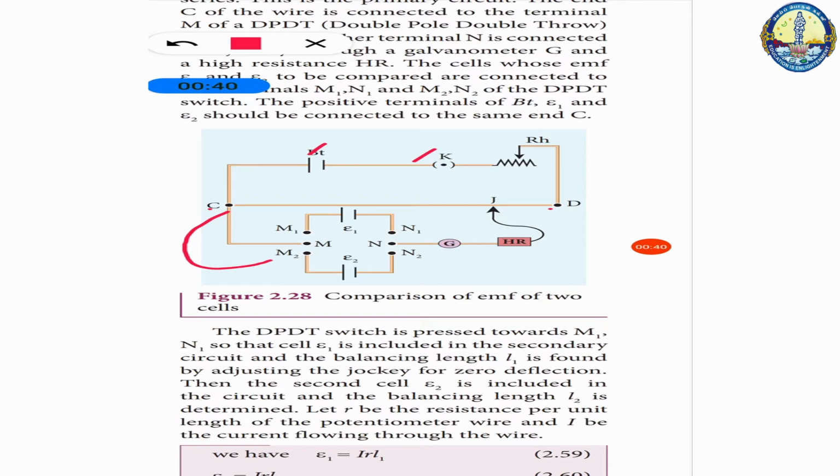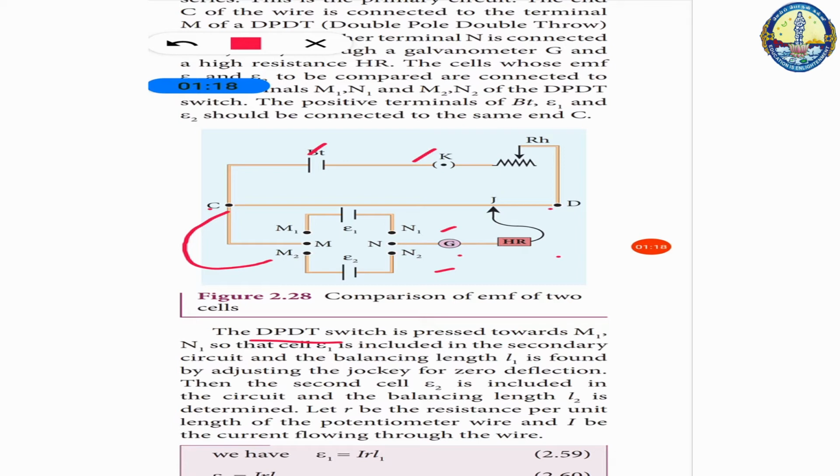This is the double pole, double throw (DPDT) switch. So M1 is connected to the positive terminal of EMF 1 and M2 is connected to the positive terminal of EMF 2. Here we are using two EMF cells, and the negative terminals are connected to N1 and N2. These switches are connected to the galvanometer and high resistance HR through the jockey J. So the wire is adjusted to a length so that we can adjust the jockey for zero deflection in the galvanometer.